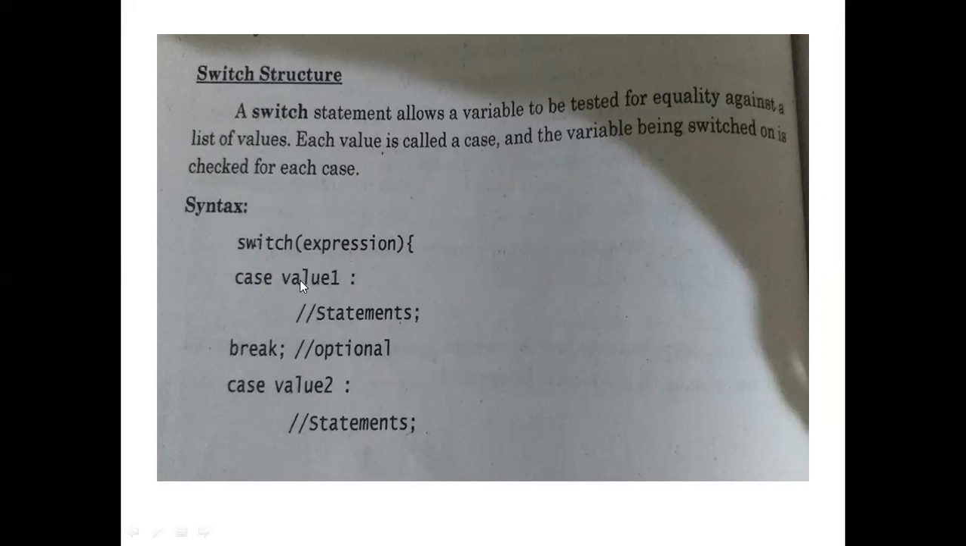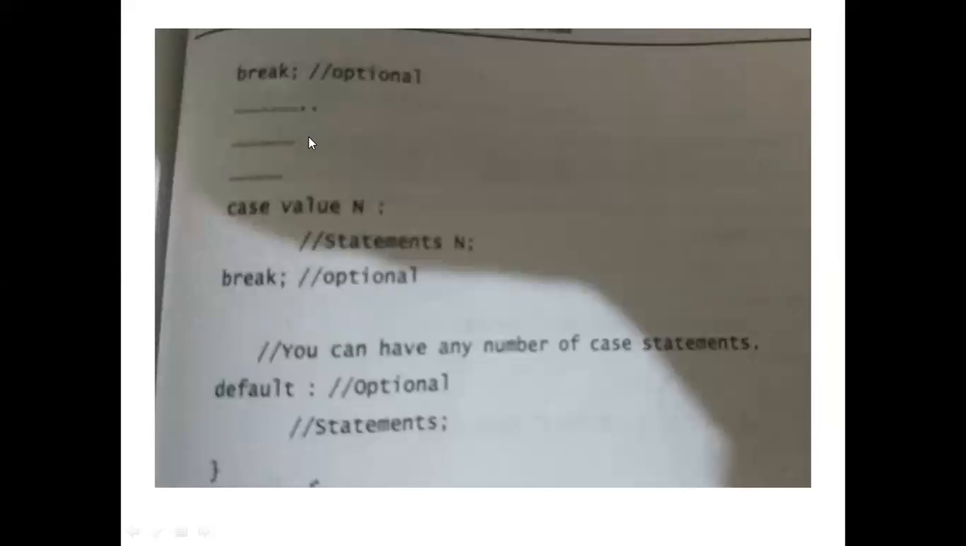So switch structure is generally switch, inside this one expression you have to write. Then curly bracket start, curly bracket end. Inside this you have to define some case value. This is case value 1, statement, break. Then case value 2, statements, break. देन ऐसे करके case value 1, 2, 3, 4, 5 दे सकते हो. लास्ट में case value n, some statement, break.